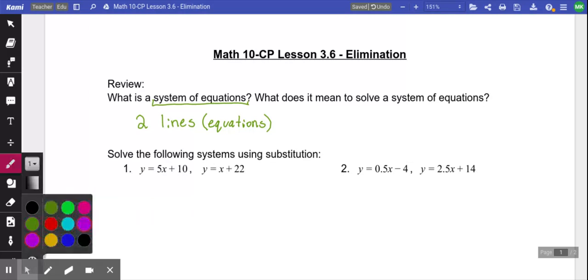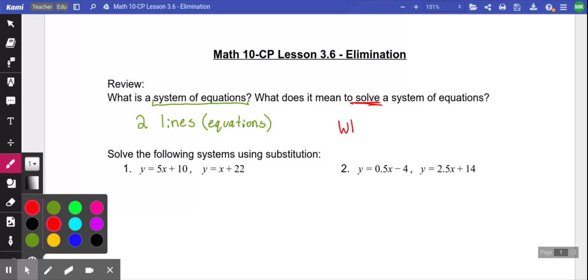What does it mean to solve a system of equations? You graph the points. Yeah, you graph them and you find out the x and y. So we did one and then the other. And these x and y values were important to us because it's the coordinates where they cross, right?